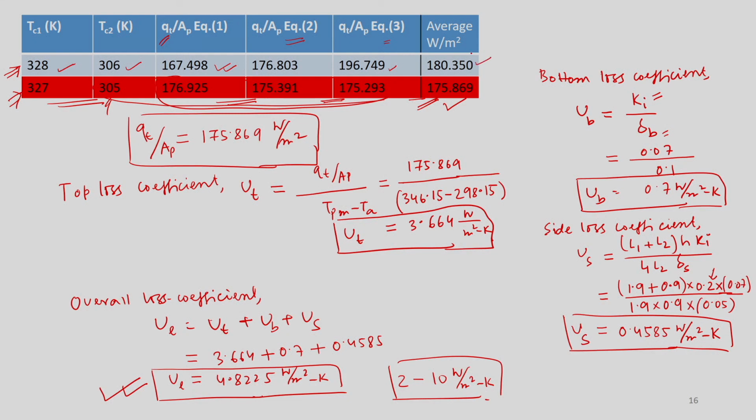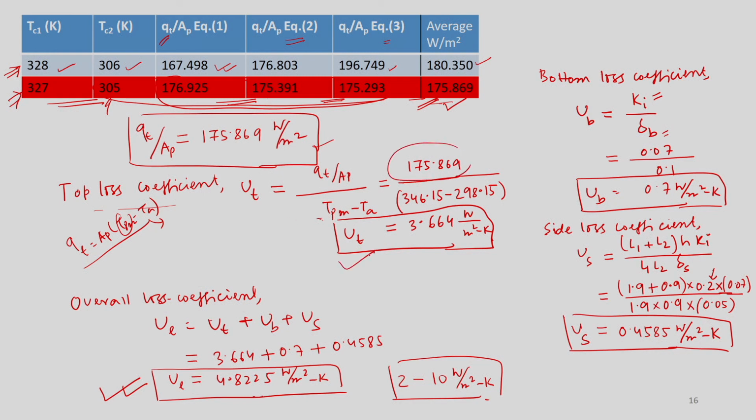So, the first set of readings we got are different from each other. Then finally, what we got is very close values given by all the three equations. Then we have taken the average, and once you know these values, then straight away you can calculate the top loss coefficient, because we know the expression QT is AP multiplied by TPM minus TA. So, heat loss is taking place from the plate to the ambient. These values are known to us and this is calculated.